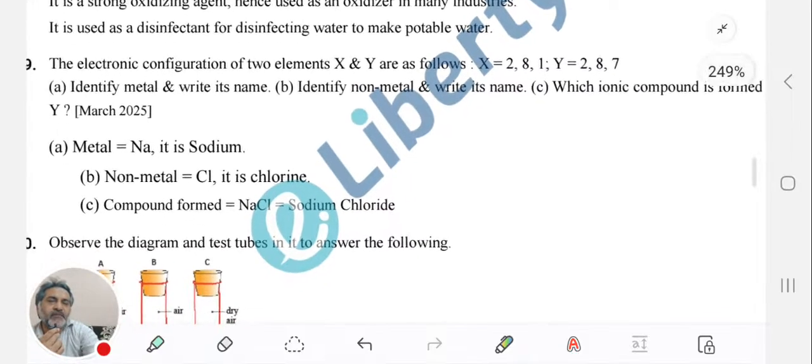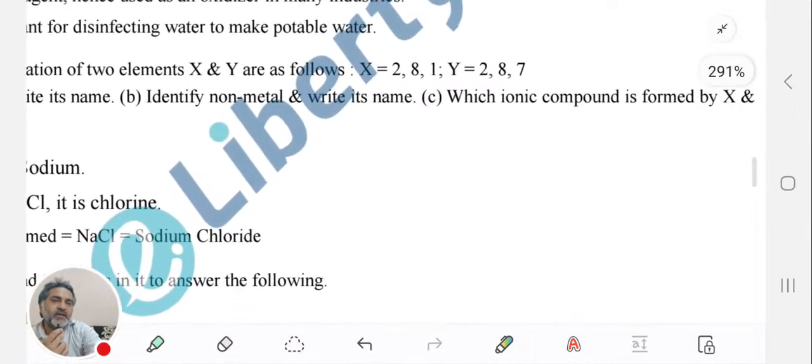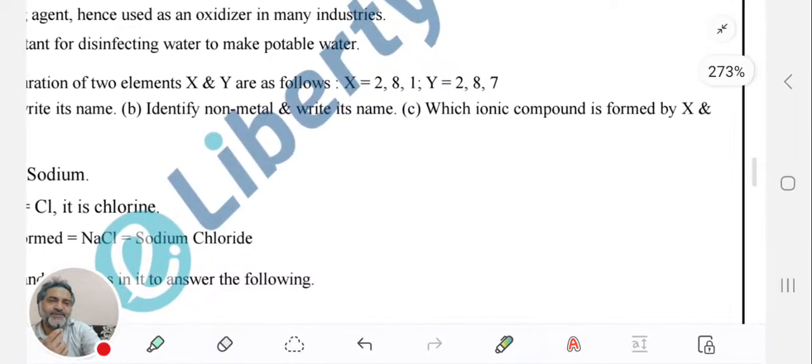Identify the metal and write its name. Identify the non-metal and write its name. Which ionic compound is formed? NaCl.